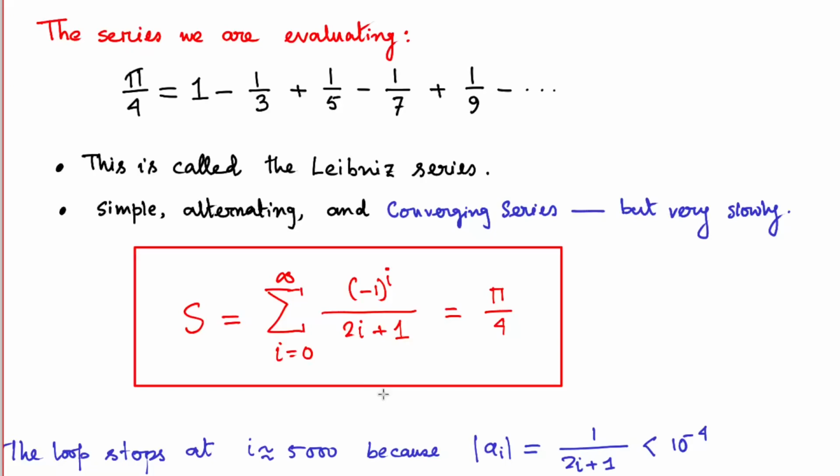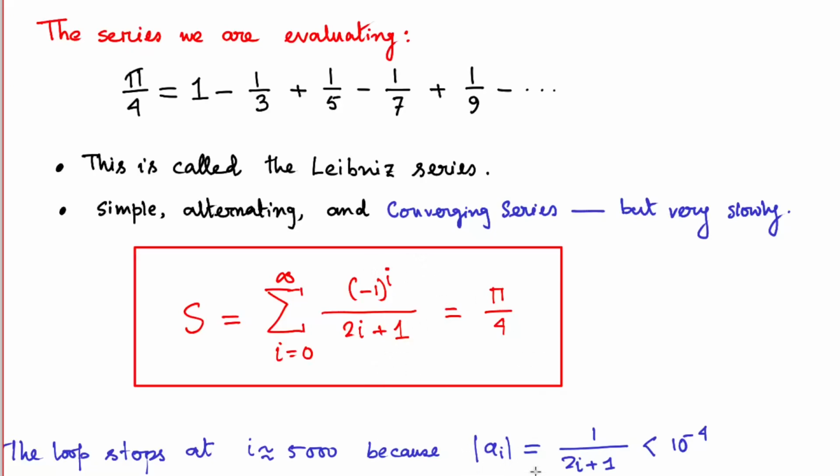Suppose I want to stop the sum when the difference between the present term and the next term is less than say 10 to the power minus 4. That means it adds a very small value to the series sum. So that's why we call this a partial sum.